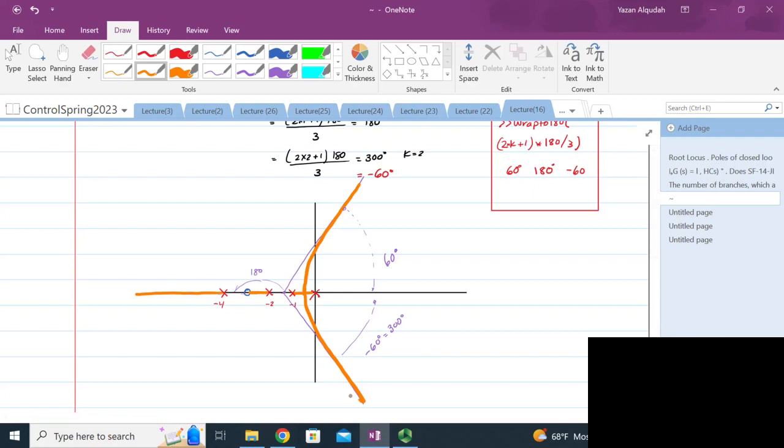And this is what these asymptotes mean. This is an asymptote, this is an asymptote, and this is an asymptote. And these are the angles they make: 60, 180, and negative 60. Any questions?